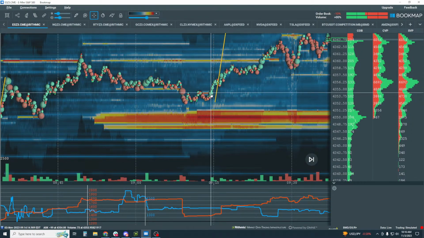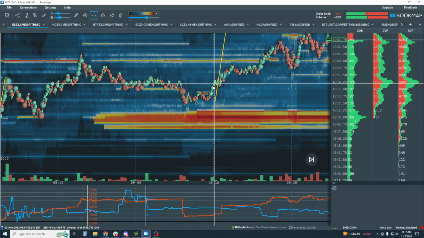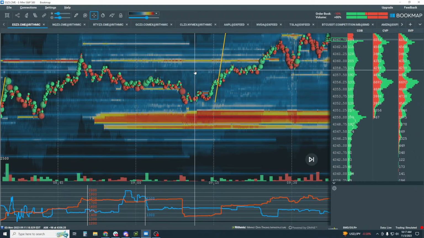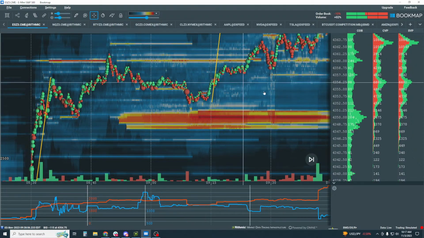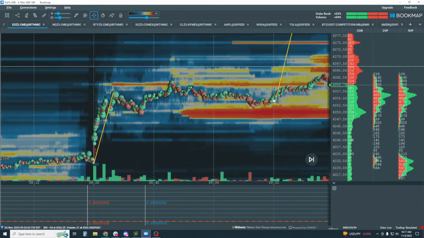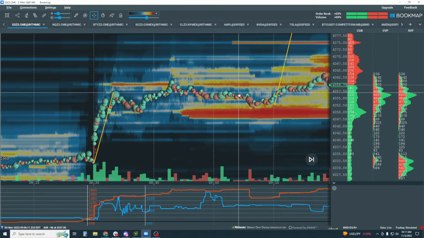You see the move into this liquidity here, and then this isn't very convincing in here though, to be honest. Well, don't trade it then if you're not confident enough to trade it.